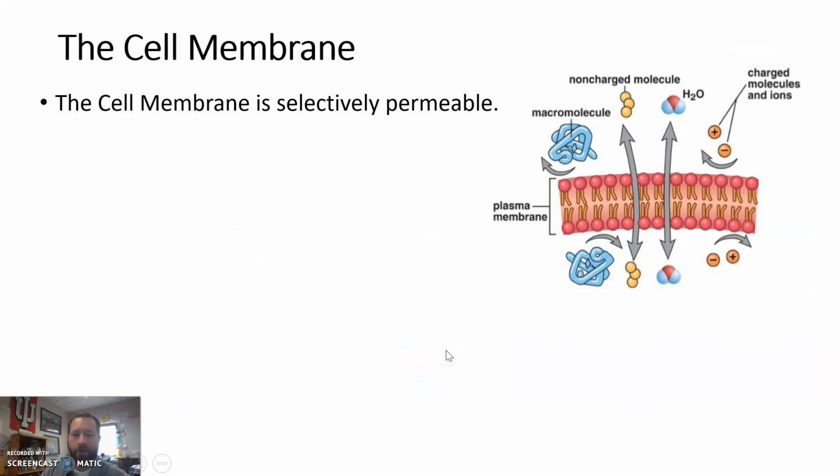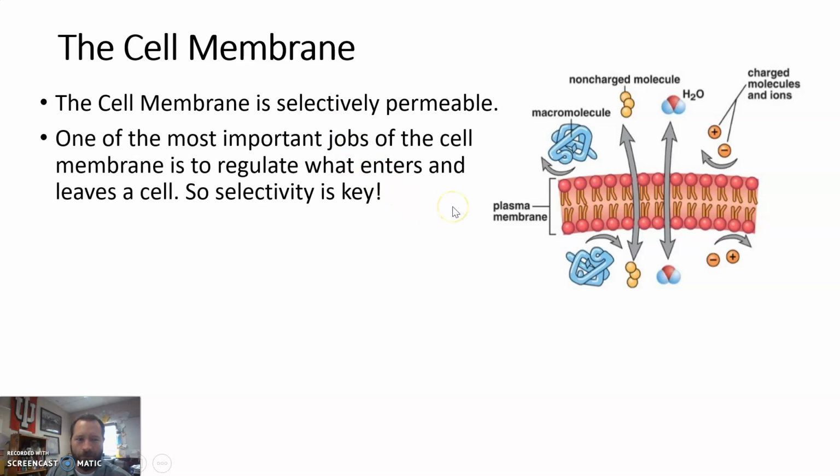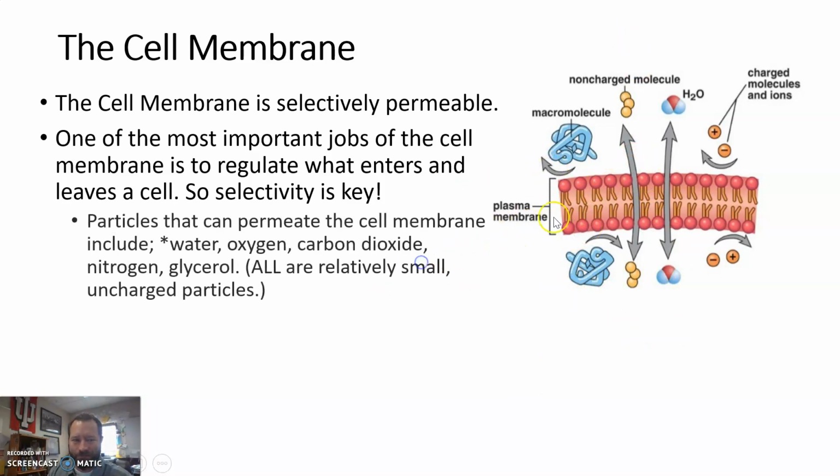All right, so why are we talking about all this? Well, back to the cell membrane. This whole unit is about the cell membrane, and as it turns out, the cell membrane is selectively permeable. One of the most important jobs that the cell membrane has is to regulate what's able to enter the cell and what's able to leave the cell. So being selective is key. It's very important that the cell gets the right things in, keeps the wrong things out, lets the right things leave, and keeps the right things in. So selective permeability is really important for our cell membranes.